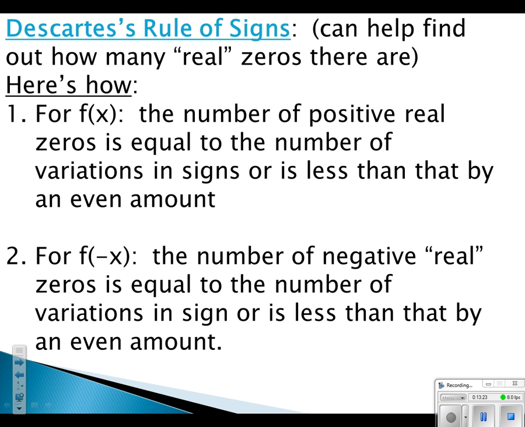Now, you're also going to do a check on f of negative x. Remember, f of negative x is replacing all of the x's in your function by a negative x. Now repeat this whole variation of sign process. After you've substituted your negative x into your function, the number of negative real zeros will be equal to the number of variations in sign or less than that by an even amount. So we use f of negative x to figure out how many negative reals there are. We stick with the plain old f of positive x that they hand you to figure out how many positive reals there are.